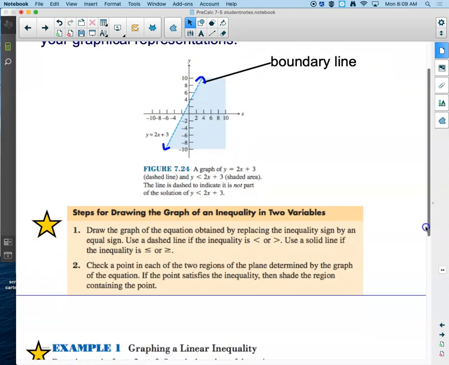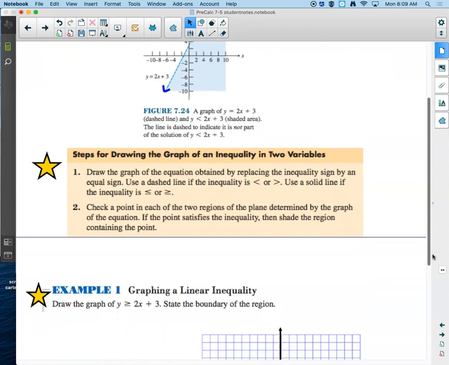So we have steps when we draw the graph of an inequality in two variables. The first is to draw the graph of the equation obtained by replacing the inequality sign by an equal sign. Pretend it's not an inequality for a second. Make it an equals, and then either put your line in slope-intercept form or use the x and y intercepts to figure out where it will be graphed. But we do use a dashed line if we don't have the equals bar, and a solid line if we do. Solid is to show, yes, these numbers really work on this boundary line.